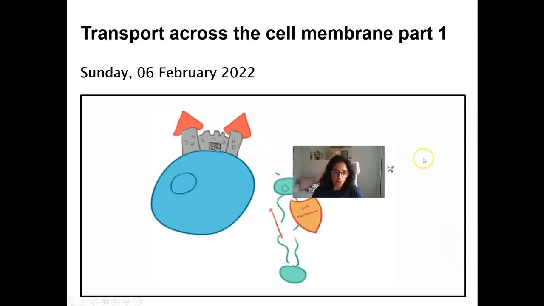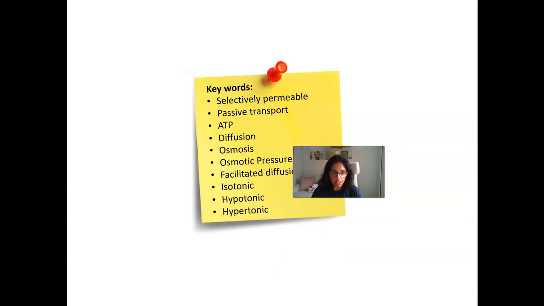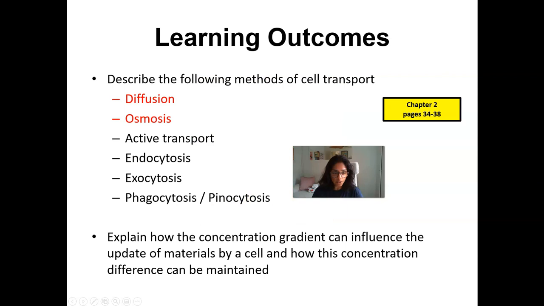Hi everyone, in this video we're going to be looking at transport across the cell membrane. The key words that we'll be focusing on are selectively permeable, passive transport, ATP, diffusion, osmosis, osmotic pressure, facilitated diffusion, isotonic, hypotonic and hypertonic. So the learning objectives that we're focusing on today are to describe diffusion and osmosis, and we're going to explain how a concentration gradient can influence those two types of transport.